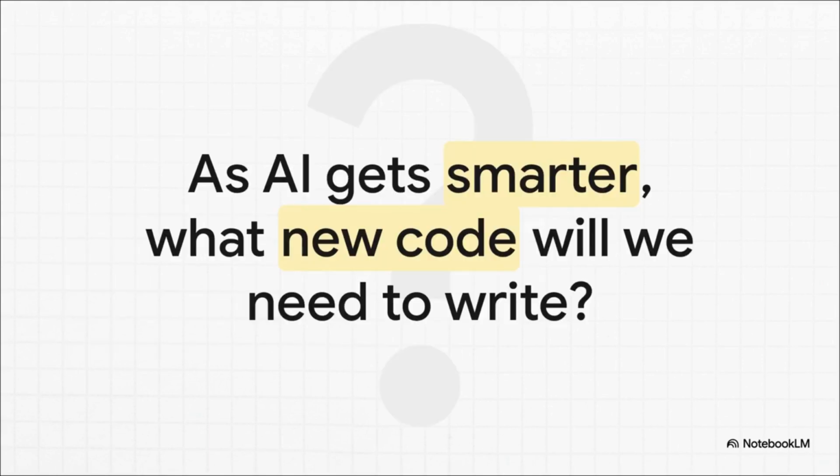Which leaves us with a final thought to chew on. This tokenizer code, this is the stuff that makes today's AI tick. But as AI continues to evolve and gets exponentially more powerful, what kind of translators will it need next? What new, elegant code will developers have to invent to unlock the next generation of artificial intelligence?